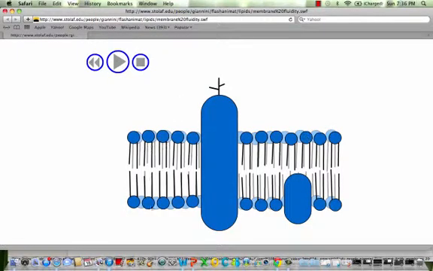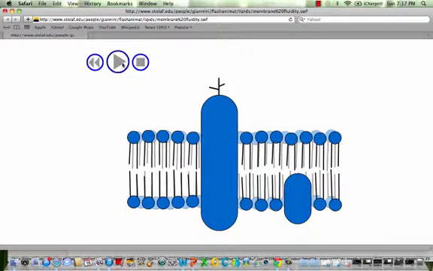Our phospholipid bilayer, so here's our phospholipid, here's the other layer, the phospholipid bilayer, the membrane. Here we have a membrane protein that spans the entire membrane from outside to inside. Here we have another protein. It's also embedded, but it doesn't span the entire membrane. So there are two types, the more peripheral and then the integral or transmembrane proteins.